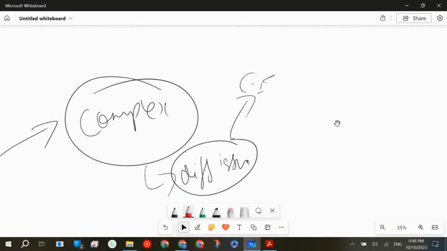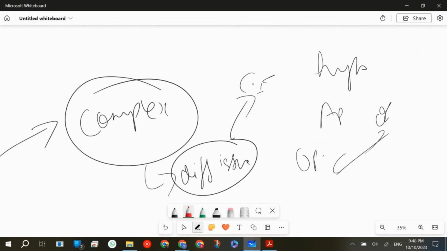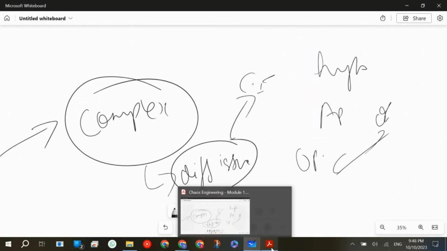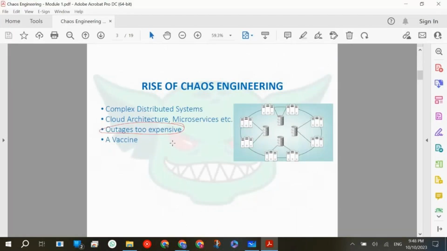Now again, to add to the complexity, there were hybrid systems also. For example, you had an application where a few components were on-prem, a few were on cloud, and they are interacting with each other, and such complexity also increased. Okay, so that led obviously to the rise of chaos engineering. Now obviously cloud architecture, microservices, as we saw.